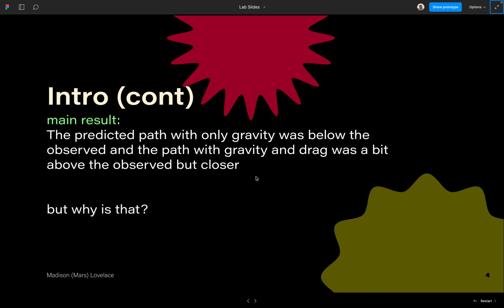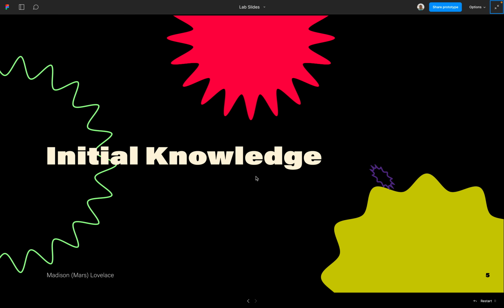The predicted path with only gravity was below the observed path, and the path with gravity and drag was a bit above the observed, but a lot closer, and I'm going to tell you why that is.